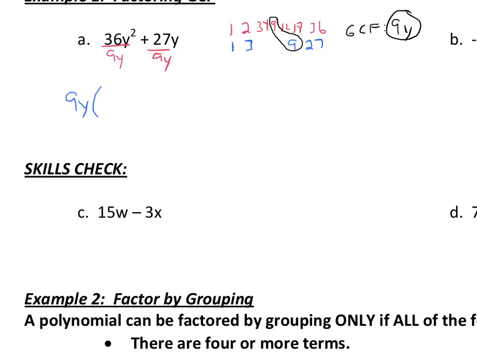So on the inside I have 36 divided by 9 is 4, y squared divided by y is y, 27 divided by 9 is 3, y divided by y is gone. And this is considered factored. So I took out the greatest common factor, and it is written as a product of what the greatest common factor is and what is left.